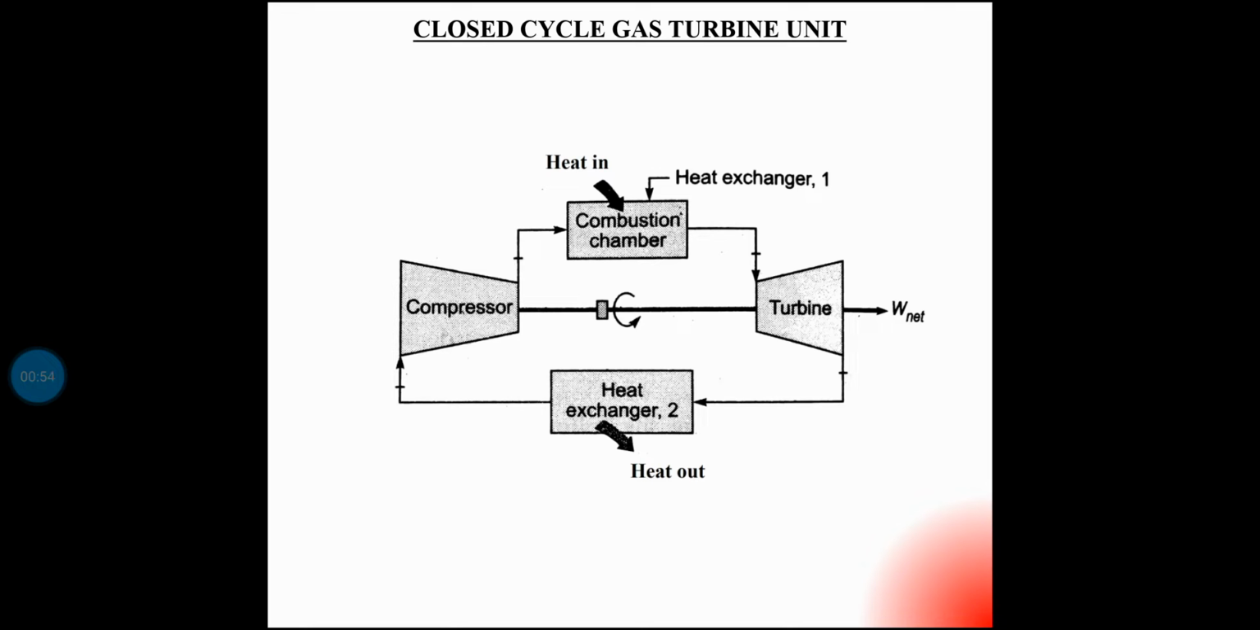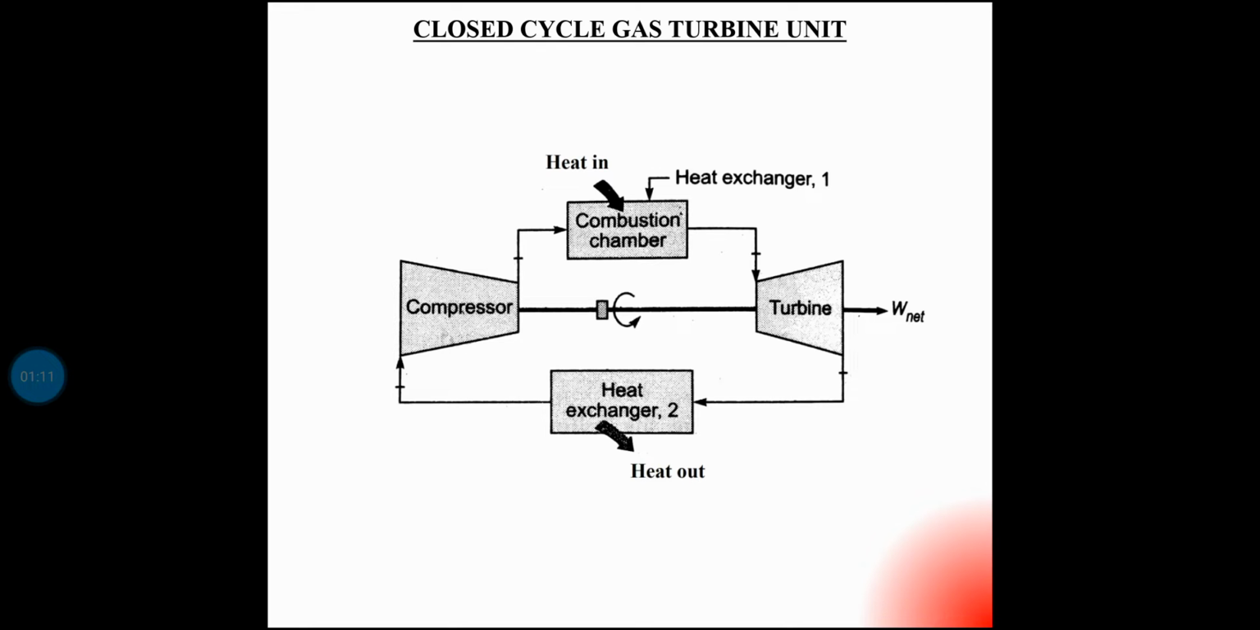After performing work in the turbine, the working fluid enters the heat exchanger 2, and heat is removed from the working fluid and again it is fed to the compressor. This completes one cycle of operation.